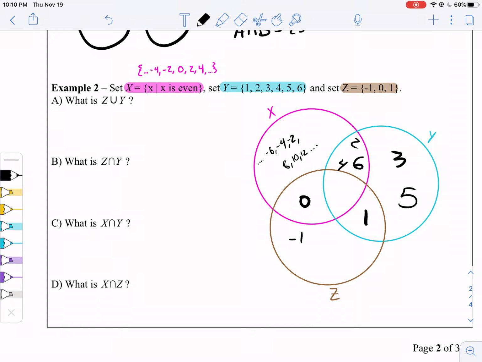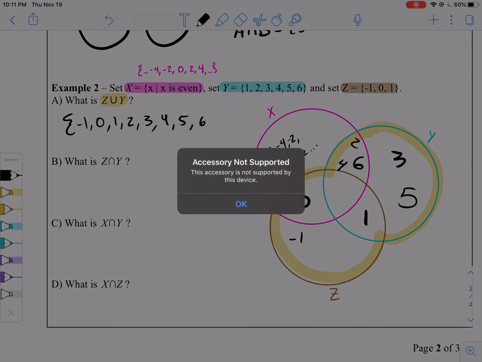There we go. Okay, so now it asks, what is Z union Y? What is Z cup Y? So that's going to be all of Z and all of Y all together. So I guess I should write it like this. It's all of Z and all of Y, which from smallest to biggest gives us negative 1, 0, 1, 2, 3, 4, 5, and 6.